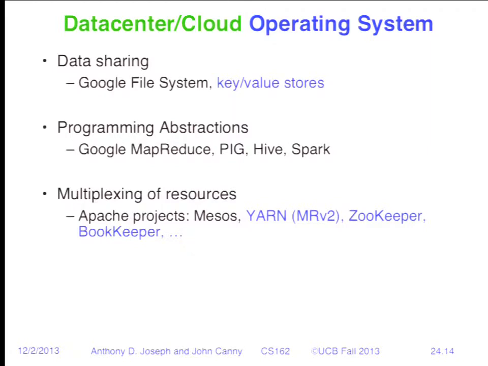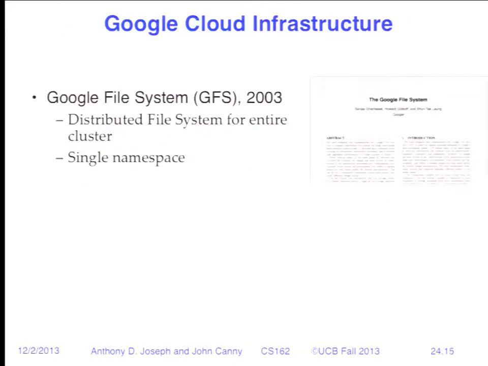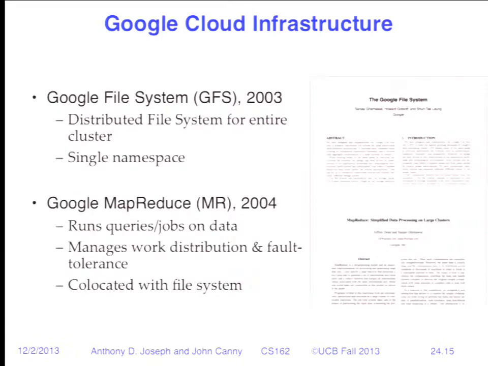Every once in a while we have these fundamental paradigm shifts that happen in computer science. The latest one was launched by a paper written by folks at Google in 2003, describing the Google file system. This was followed up in 2004 by a paper that described MapReduce. The Google file system gave you a distributed cluster-scale file system with a single namespace.